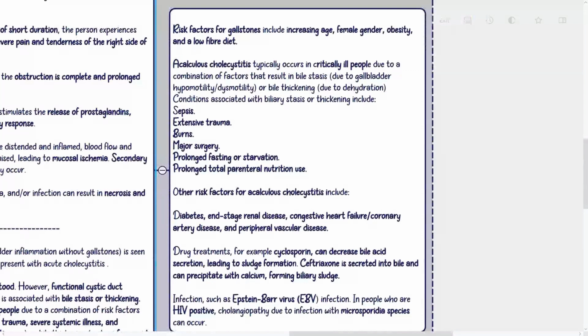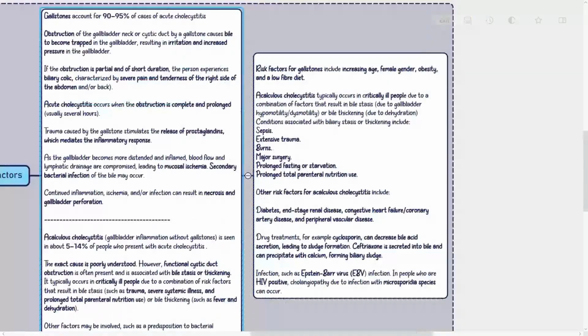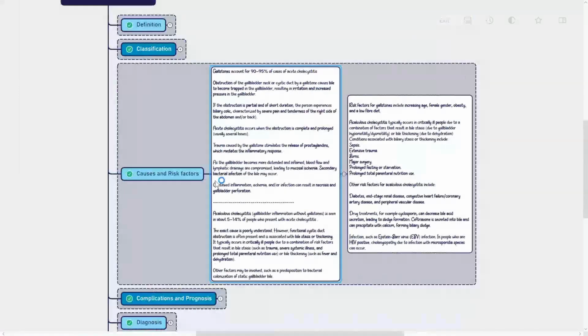Ceftriaxone is secreted into bile and can precipitate with calcium, forming biliary sludge. Infection, such as Epstein-Barr virus, EBV infection. In people who are HIV positive, cholangiopathy due to infection with Microsporidia species can occur.